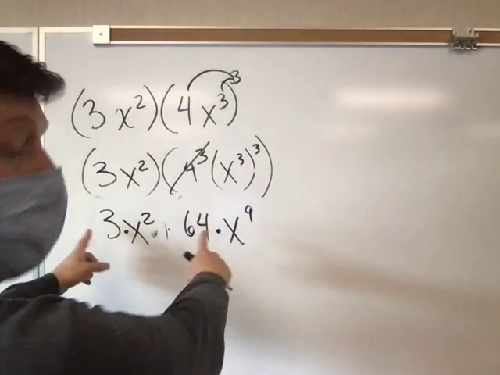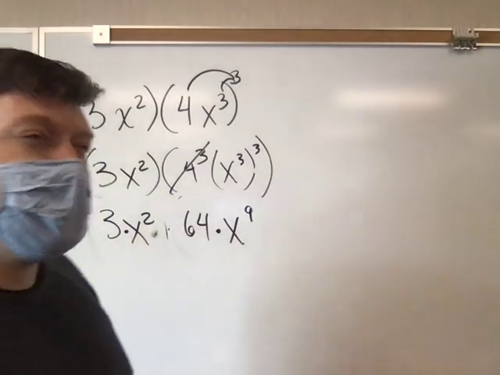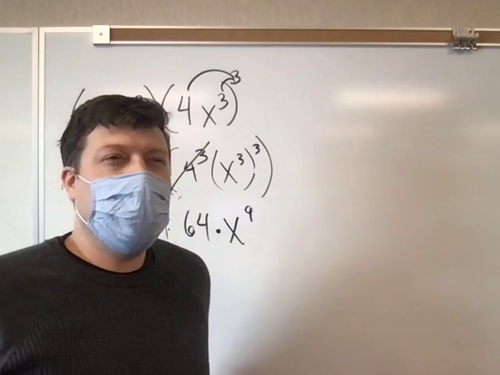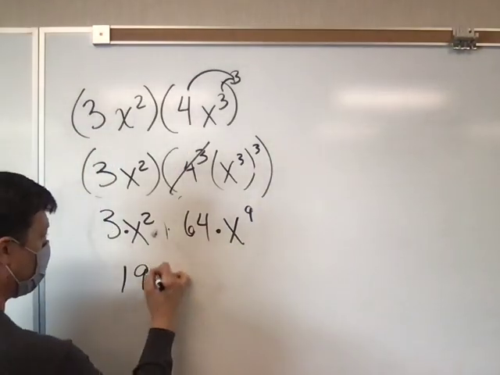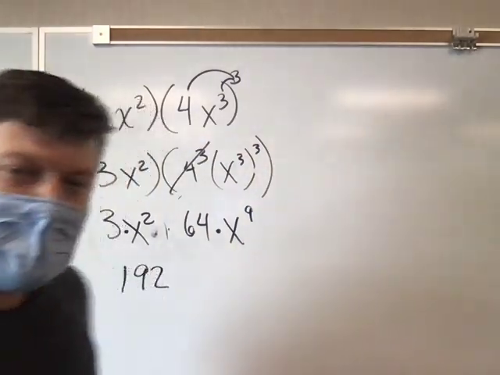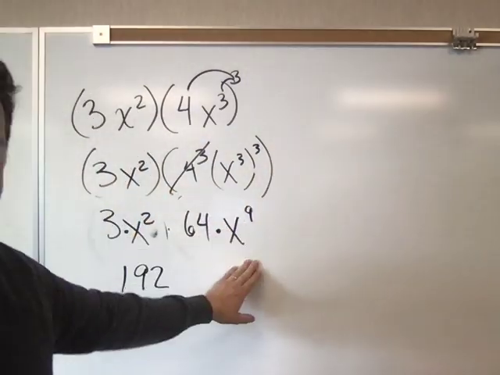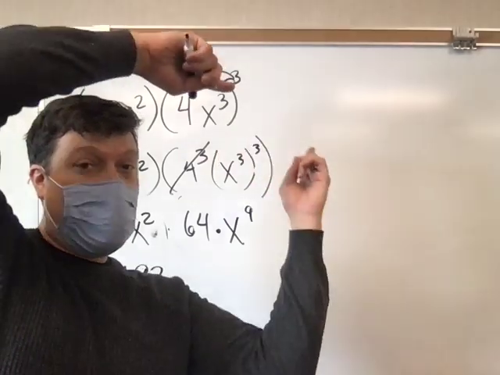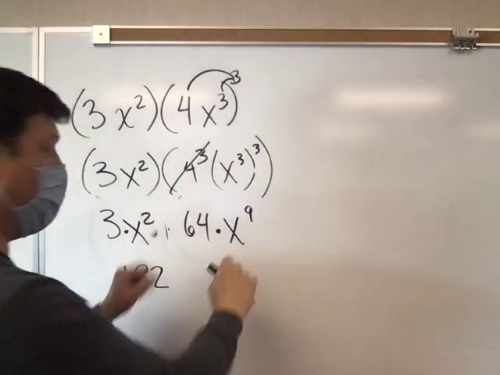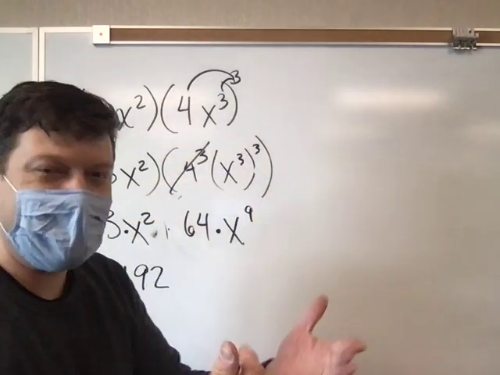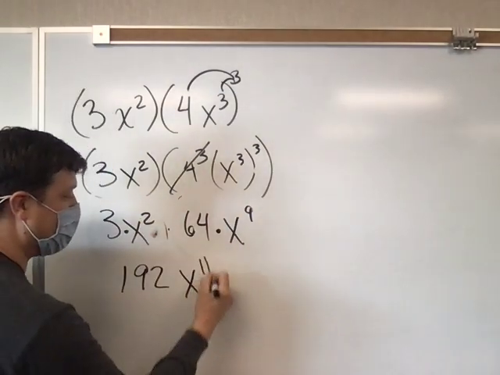We can then go ahead and group the numbers. 64 times 3 is 192. Okay. Check it if you want. And then we have x squared times x to the 9th. We went from a power to a power down to a product of powers. So the 2 and the 9, add them together. X to the 11th.